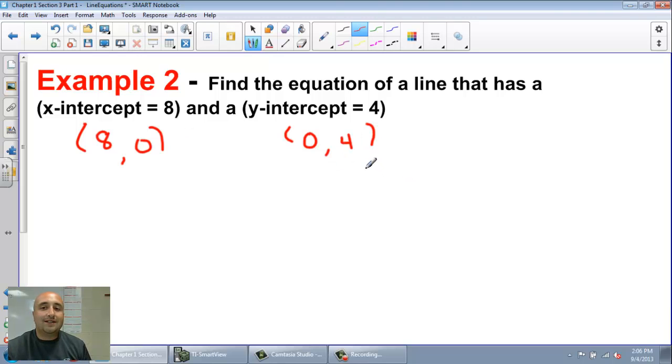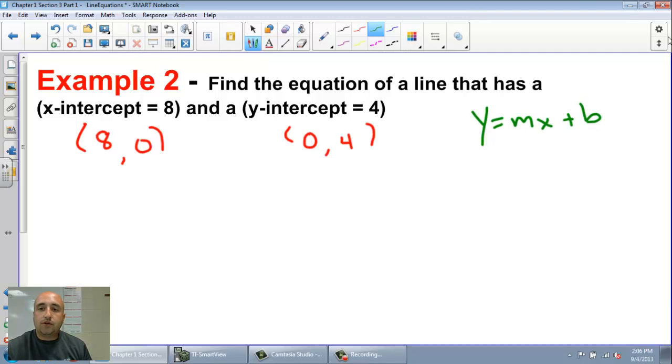So now it turns into the exact same equation that we had for the last one because we have two ordered pairs. So once again, I'm going to start with my equation. Let me start with my equation. Y equals mx plus b.